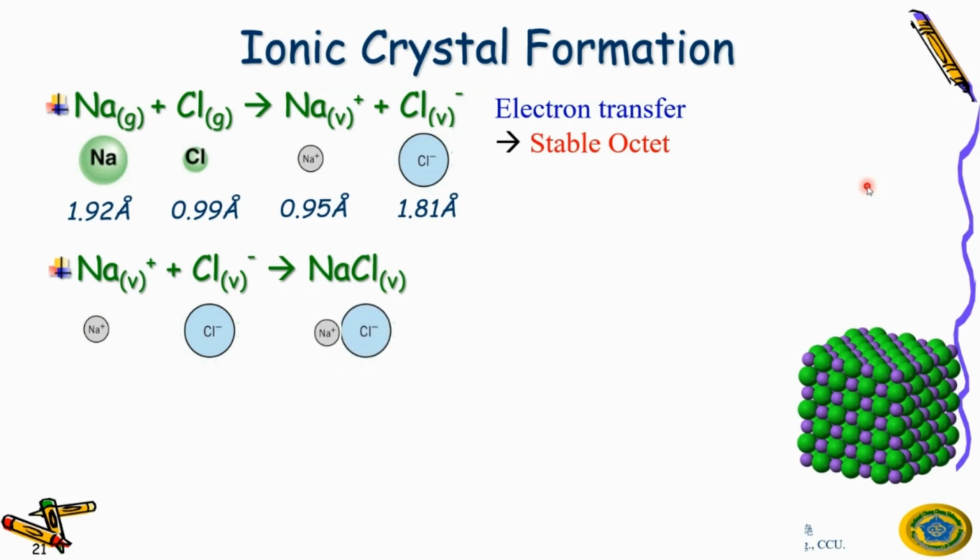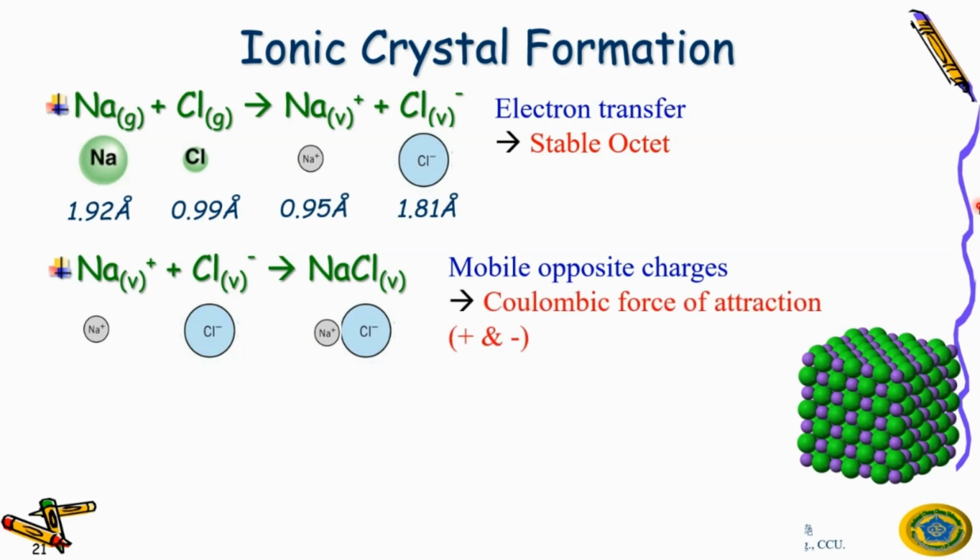And then please use your imagination to think of this. It's not easy, but please think. Okay, so they're a little bit closer, and then the electron exchange, transfer from sodium to chlorine. So you have mobile opposite charges.